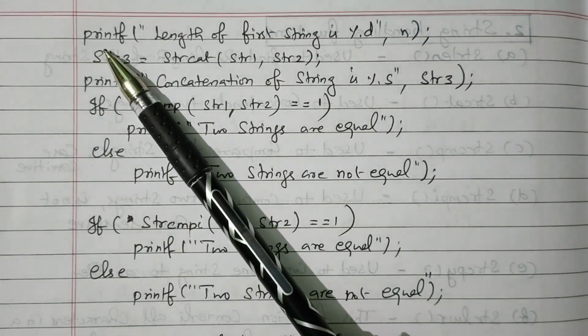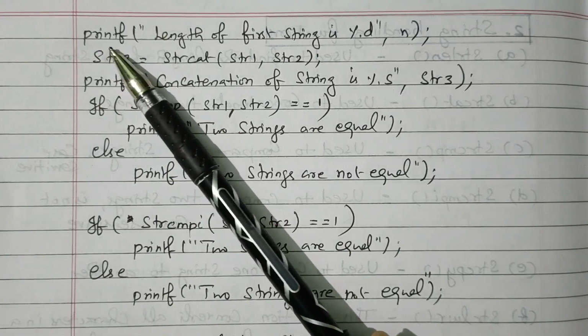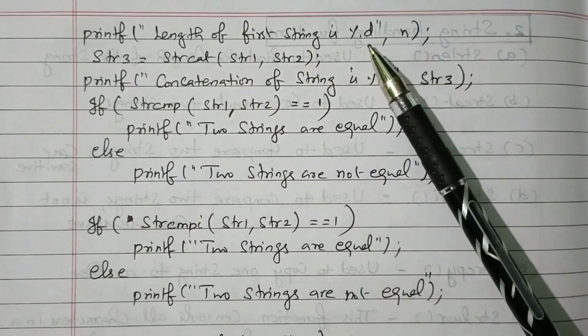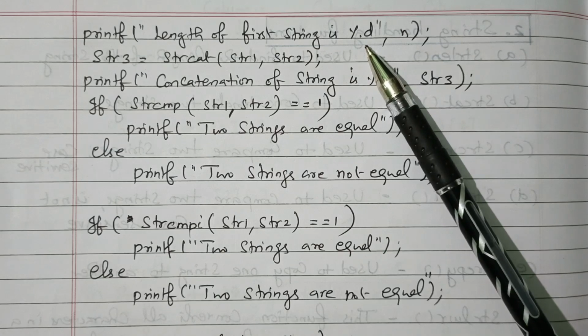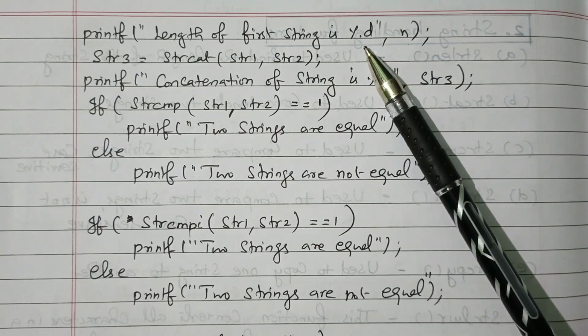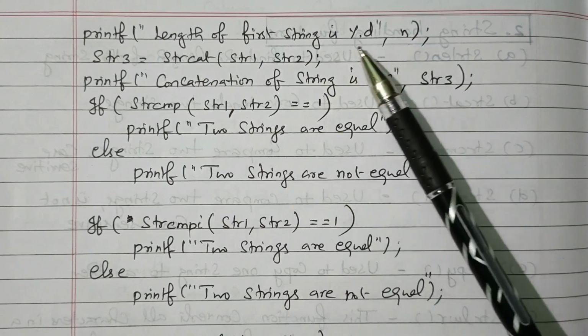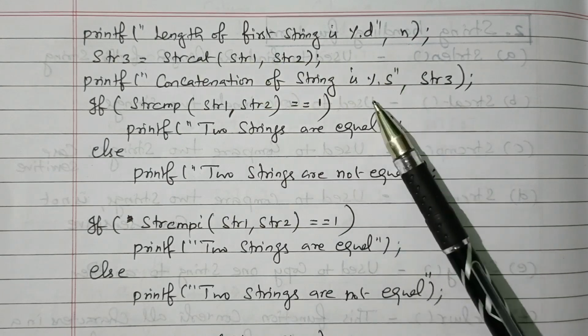Then immediately we print the length of the string. Printf, length of first string is %d, n. This %d refers to the integer type, right? So we identified the string length of str1 using the strlen function, and that answer is printed. So we got the length of the first string.